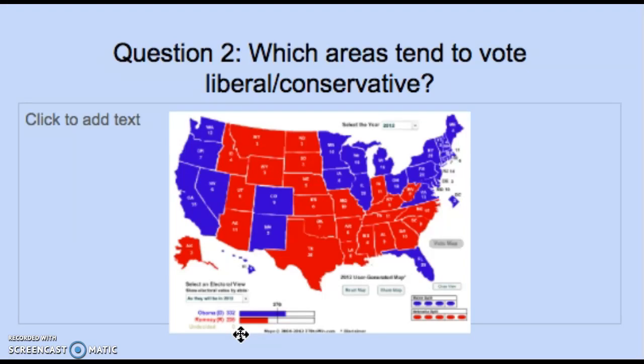So I want you to pause this again and think about which areas of the country tend to be liberal. Is it east, west, south, north? Is it the middle of the country? Is it the coasts of the country? Really take a minute and look and think about it, okay?